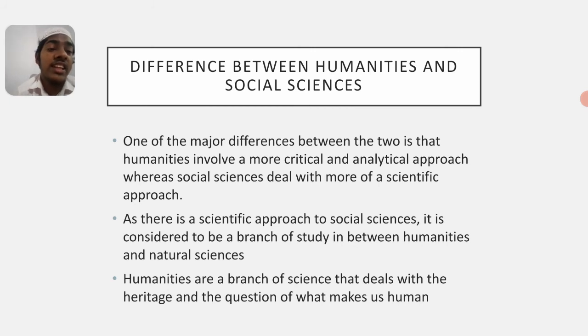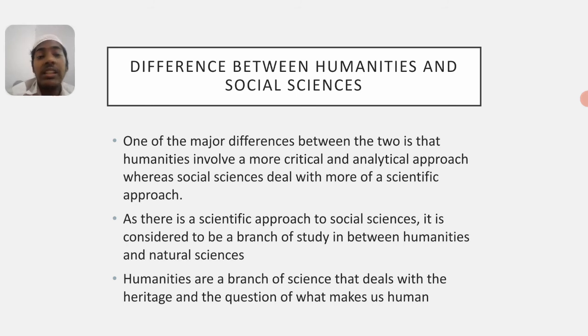Social science is considered to be a branch of study in between humanities and natural sciences, because it deals with a more scientific approach.